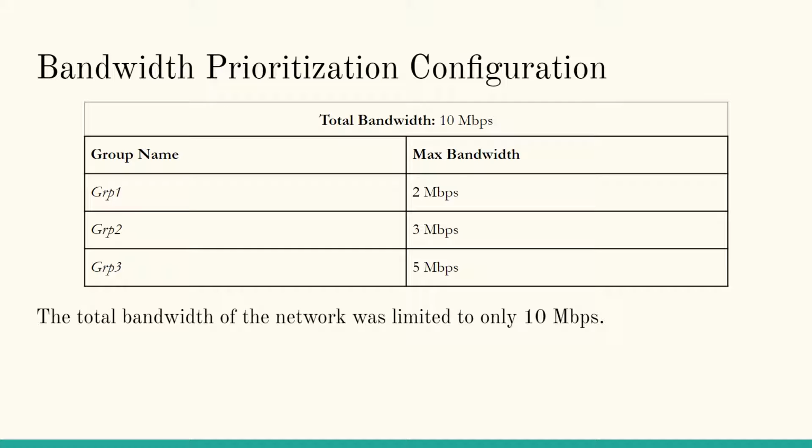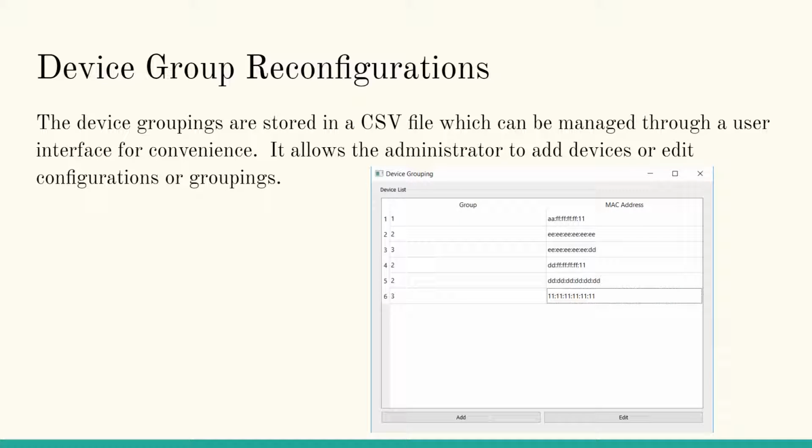For our bandwidth prioritization configuration, the total bandwidth is set to be 10 Mbps. Group 1 will get 2 Mbps max, Group 2 3 Mbps max, and Group 3 will have 5 Mbps max. For reconfiguring the device group settings, we store it in a CSV file. This is a comma separated value file, which can be managed through a user interface for convenience. It allows the administrator to add devices or edit configurations or groupings.